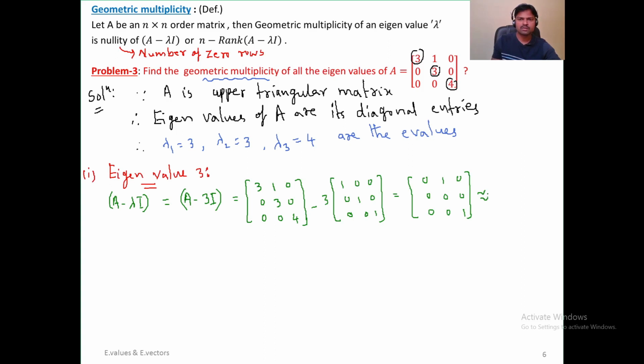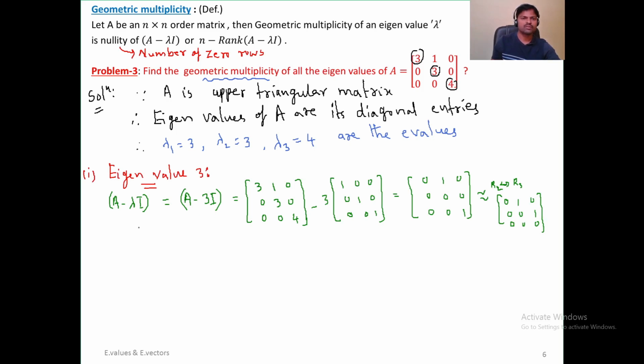And this is similar to interchanging the second row and third row. If you interchange the second row and third row, that means R2 is interchanging to R3. Then what do you get? 0, 1, 0, 0, 0, 1. It's not required. Interchanging is not required. Just to make it very clear, I'm telling you, this step is not required.